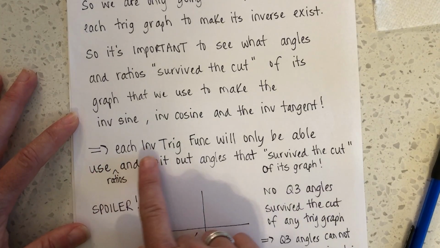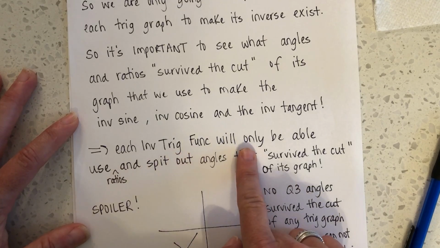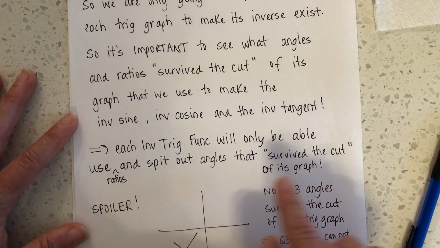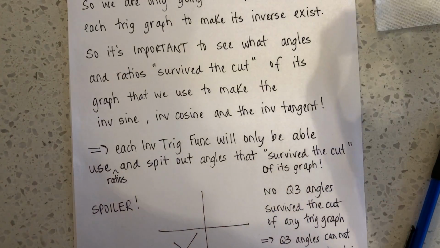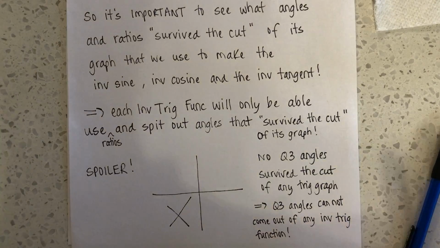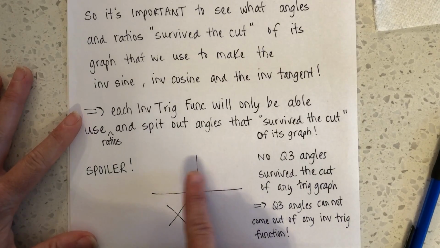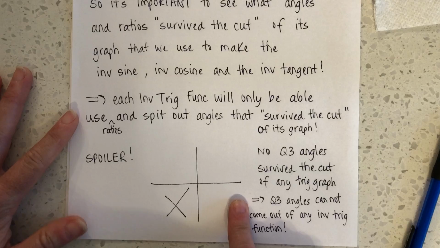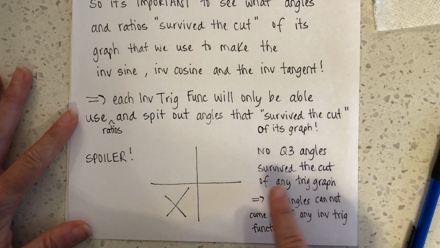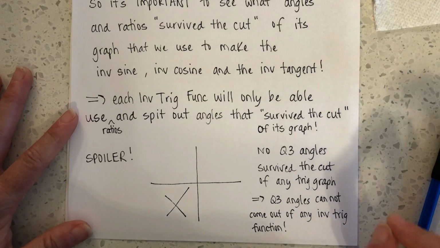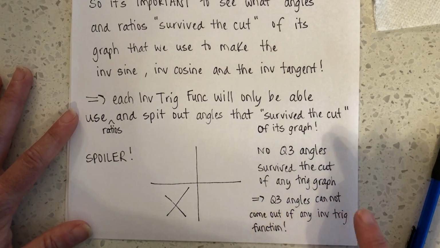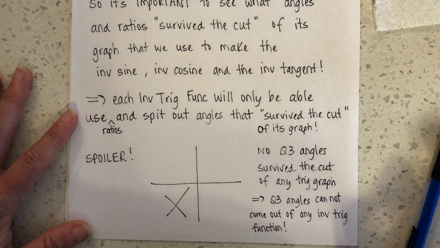Therefore, each inverse trig function will only be able to use ratios and spit out angles that survived the cut of its graph. So here's a spoiler alert for you, just to put it out there. If this is quadrant 1, quadrant 2, quadrant 3, and quadrant 4, right? No quadrant 3 angles survived the cut of any trig graph. So therefore, quadrant 3 angles cannot come out of any inverse trig function.